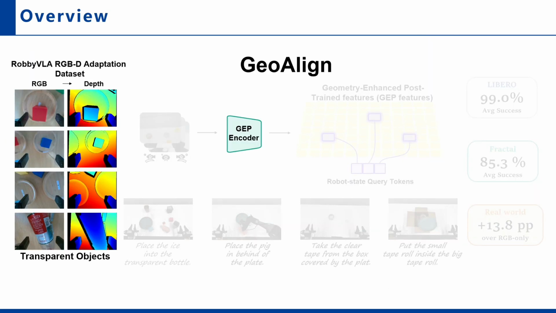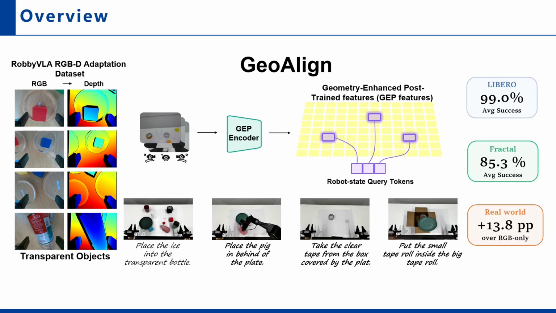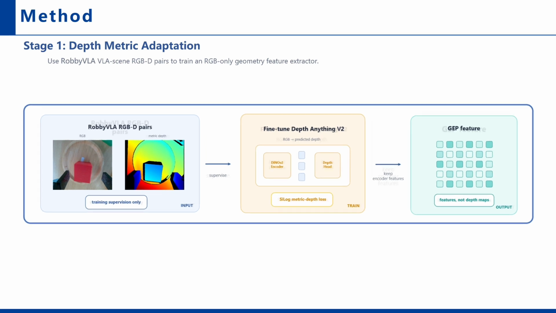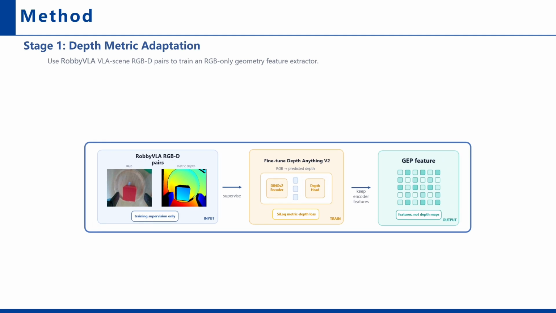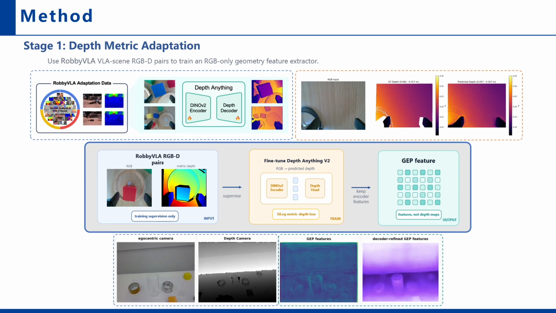To address this gap, we propose GeoAlign, a state-guided spatial alignment architecture for VLA policy learning. The first stage is geometry post-training. GeoAlign post-trains a Depth Anything V2 Small geometry branch with robot-domain RGBD supervision, then discards the depth head and keeps RGB-derived geometry-enhanced post-trained features, or GEP features. During rollout, the policy still uses RGB, not measured depth, point clouds, or predicted depth maps.